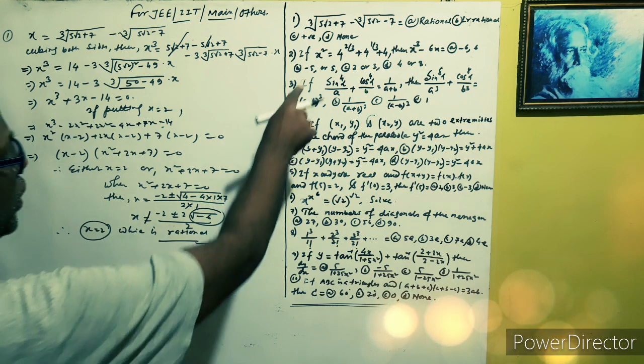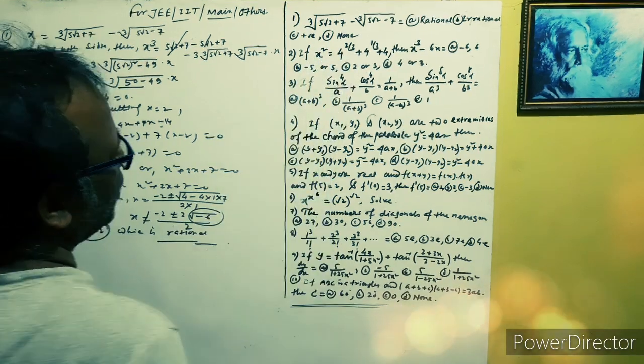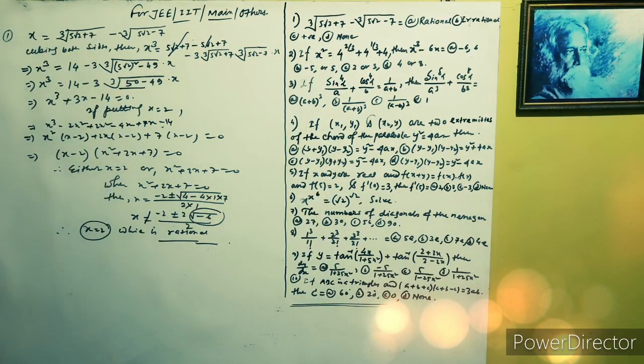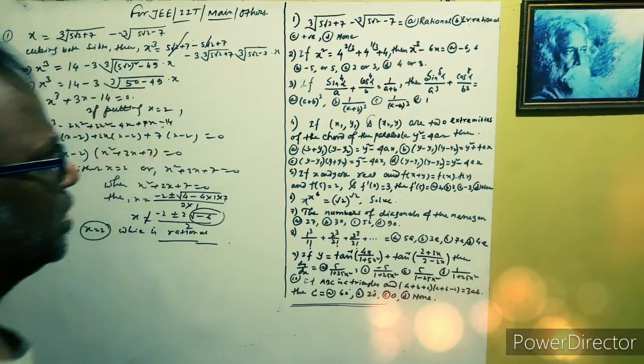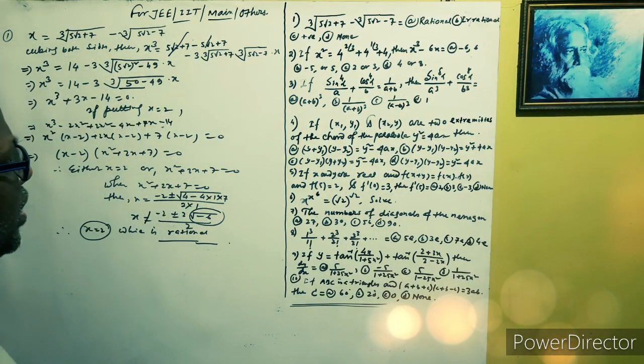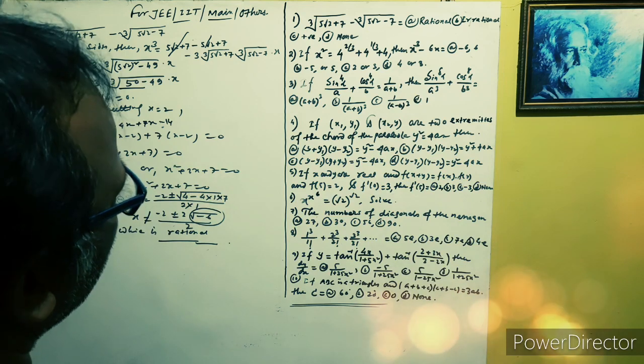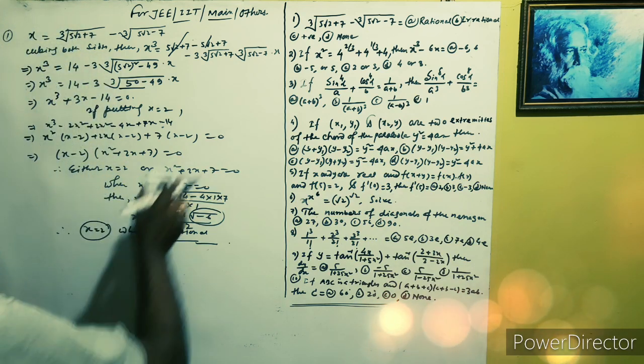See the next question. x square is equal to 4 to the power 2/3 plus 4 to the power 1/3 plus 4. Now we want to show that x cube minus 6x is equal to what?